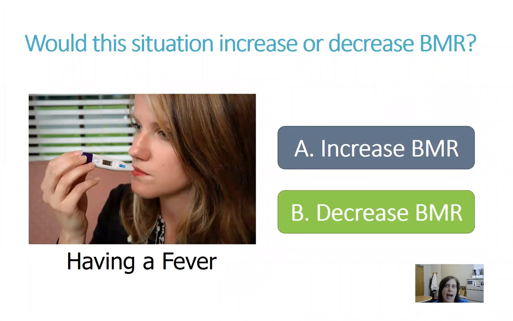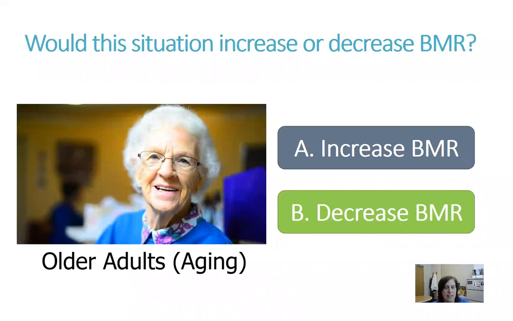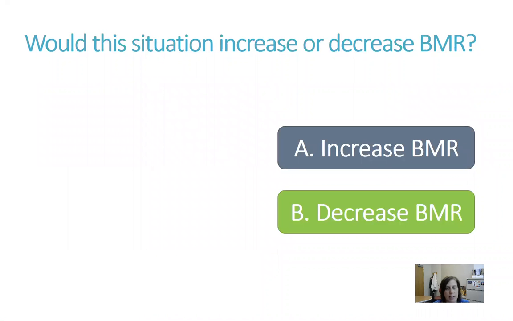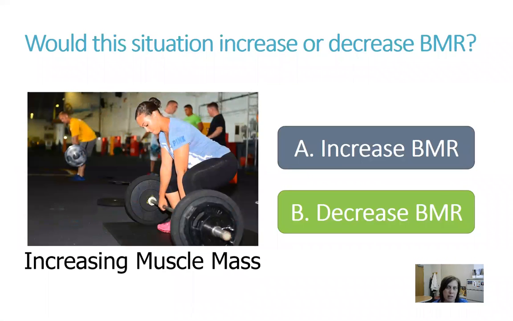What about this situation, having a fever? This actually will also increase basal metabolic rate. Our next example, aging or older adults. This actually will decrease basal metabolic rate. And the last one is increasing muscle mass. Increasing muscle mass is going to increase basal metabolic rate.